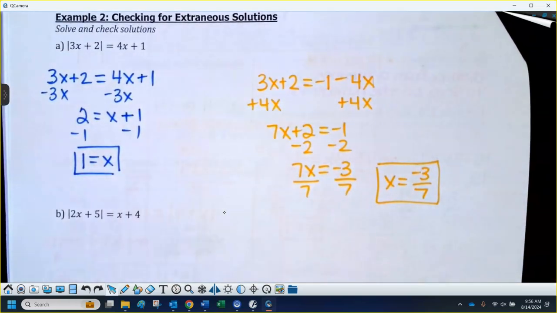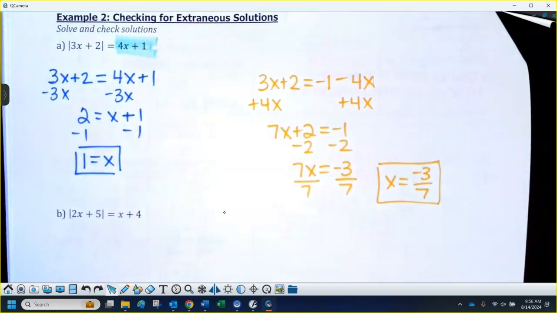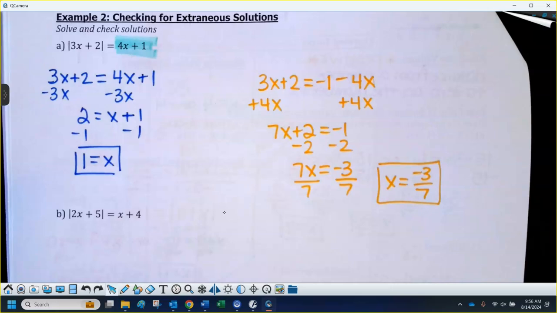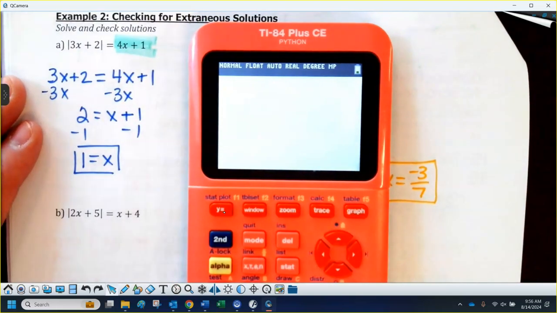Okay, now, this is how you check. So you have your original problem, your absolute value all by itself is equal to this expression. So all you have to do is plug our answer in real quick. You don't even have to plug it into both sides. Just plug it into that expression. As long as it makes that expression positive, you are golden.